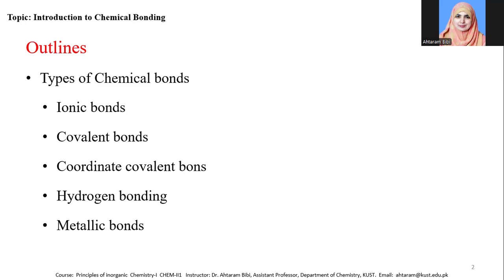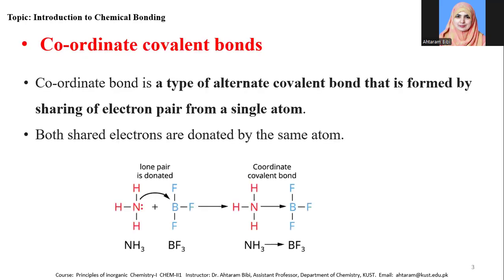So let's start with the coordinate covalent bond. Coordinate covalent bond is a type of alternate covalent bond. A covalent bond is that bond which is formed by the sharing of electrons by each atom. But this covalent bond, which is known as coordinate covalent bond, is a little bit different, in that in this case, the shared pair of electrons is donated by one of the atoms.